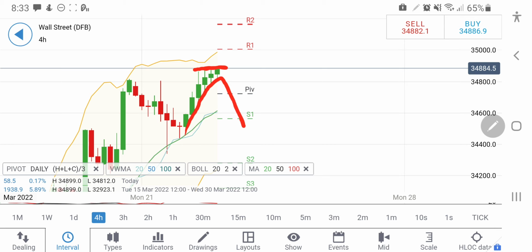If it breaks this zone at 34,920, definitely it is going to give you a strong bullish candle which will try to take it towards 35,200 plus levels. So these are markets. Breaking 34,920, yes, you can go long, and breaking 34,800, there you can go short for 34,700, 34,600 and below levels.